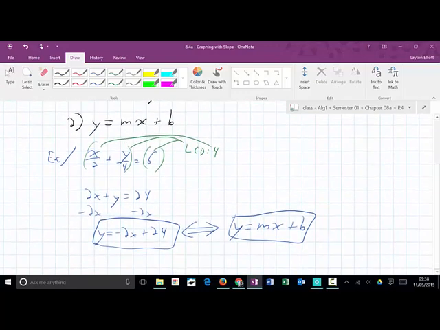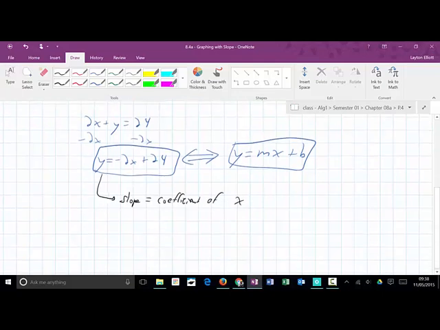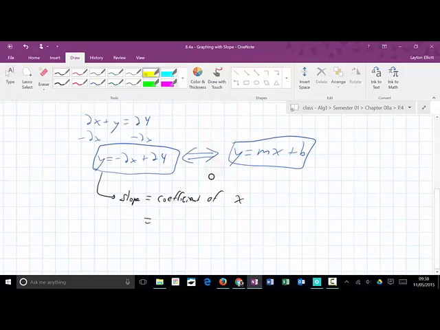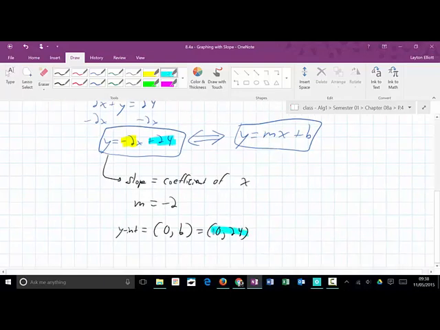So given that, I know that when I look at this line, I can say that the slope is equal to the coefficient of x, which means that the coefficient of x is this negative 2. The slope is negative 2, and I use the lowercase letter m to indicate that. I also know that the y-intercept is equal to 0, comma b, whatever this b is. This right here is a positive 24, so in this case it is 0, 24. And that tells me what the y-intercept is, and there's the slope.